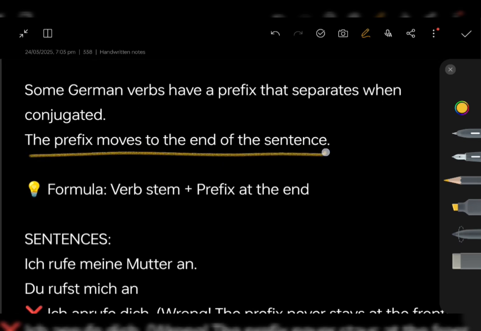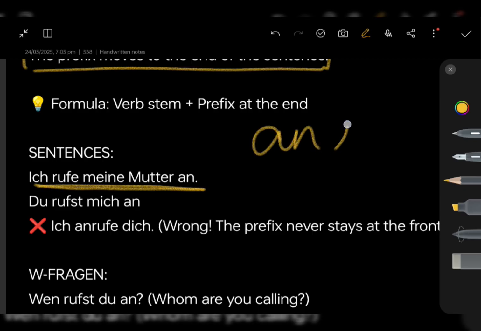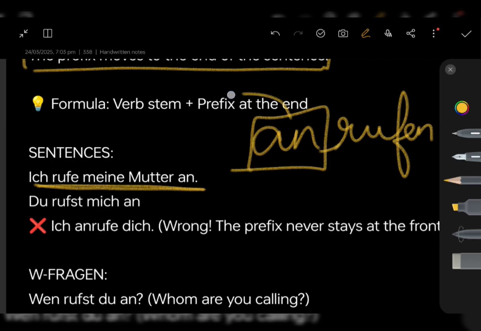Now, this is the most important sentence. The prefix moves to the end of the sentence. I repeat, the prefix, in this case an, moves to the end of the sentence. Ich rufe meine Mutter an. The word anrufen, this word an, is jumping to the end of the sentence. And the word rufen, what's rufen again? Now rufen is a verb.